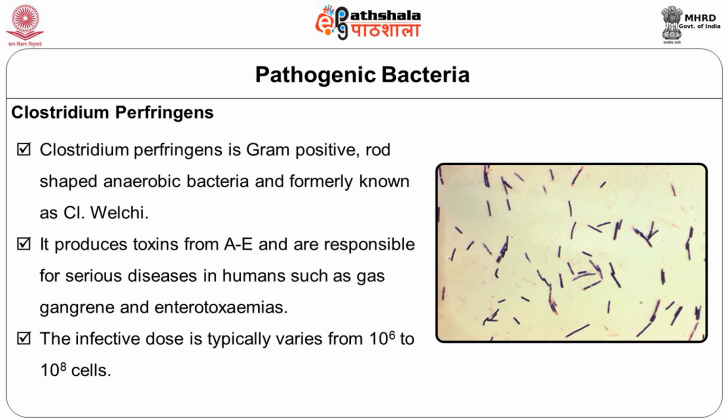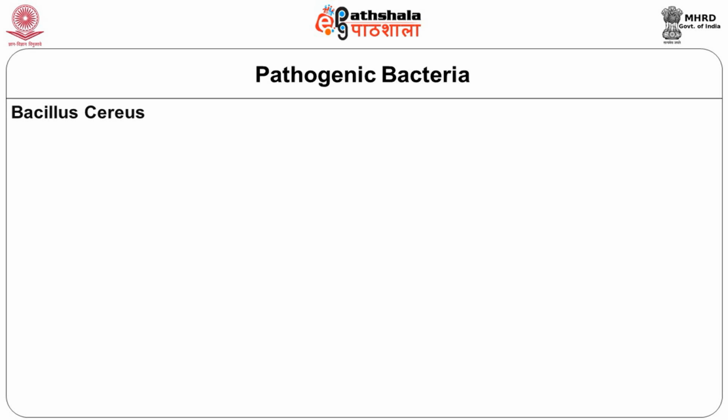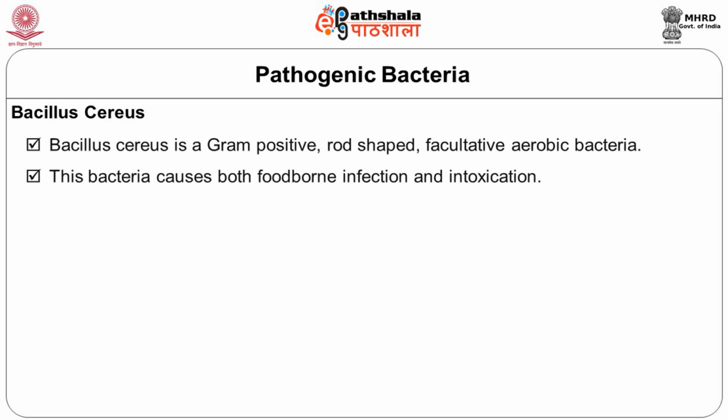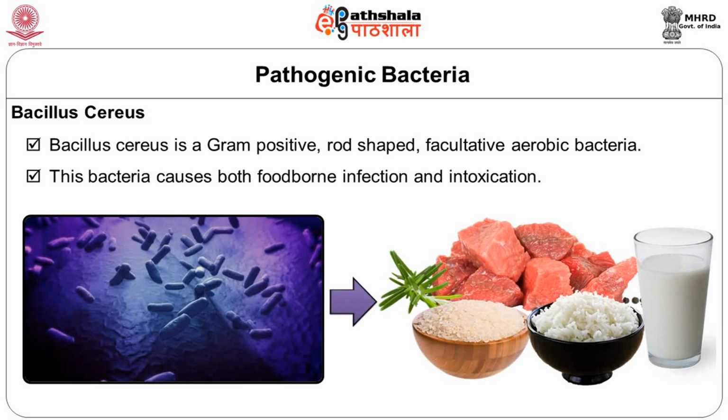Bacillus cereus is a very common organism that we find in India in most of the foods, and it is a gram-positive, rod-shaped, facultative anaerobic bacterium. This bacterium is usually associated with foods like milk, meat, and cooked or uncooked rice, and its percentage of contamination varies from 5 to 50. It causes both infection and intoxication because some of these bacteria produce toxins. They are called emetic and diarrheal toxins.